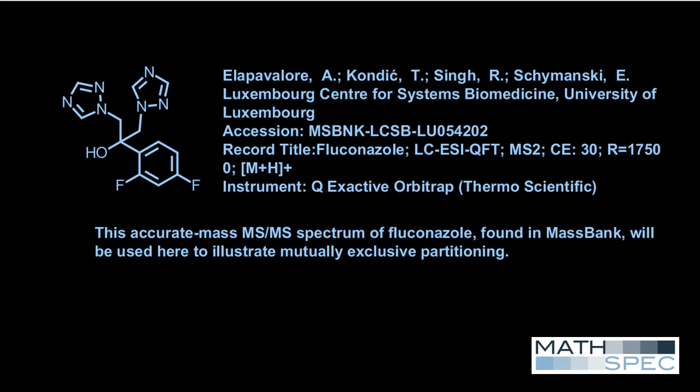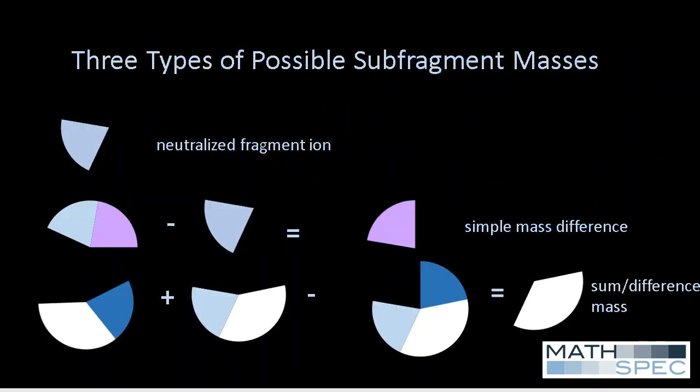To illustrate this software application, I will use a spectrum that was provided to MassBank by Emma Szymanski's group at the University of Luxembourg. First, we need to find the masses of possible subfragments. We calculate these subfragment masses using simple addition and subtraction.